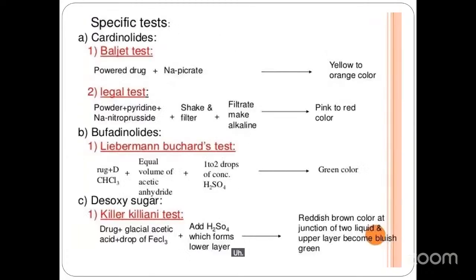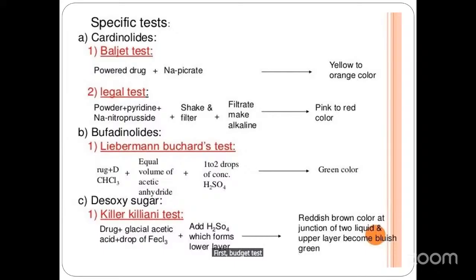Now, next are the specific tests. As I already told you, which chemical test is particularly for the cardiac glycoside, and which chemical test is particularly for the bufadienolide, right? So now, first, Baljet test.